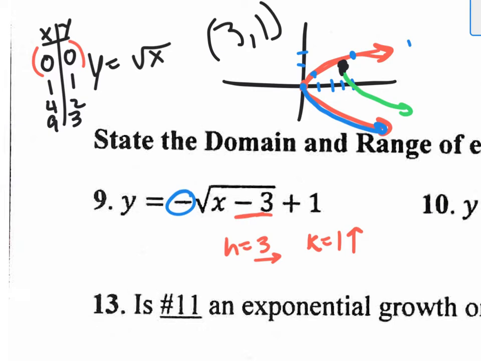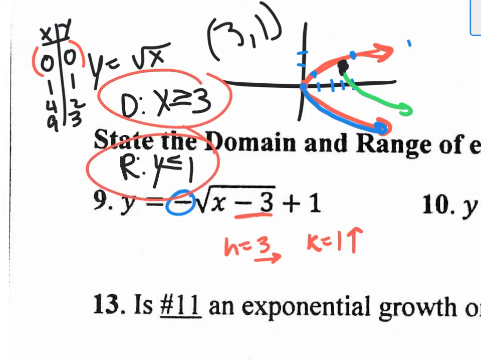So when we're talking about domain, we're going to say that the domain is x must be to the right side of 3, and it's including that 3, so greater than or equal to 3. And the range are your y values, and we said that this whole thing is below the coordinate (3, 1). It starts at (3, 1) and it's below (3, 1). So we're going to say y is less than or equal to the y value of 1 on that beginning point, coordinate (3, 1). So that's your domain and your range.